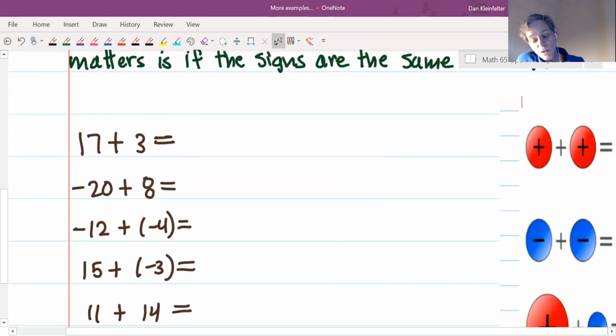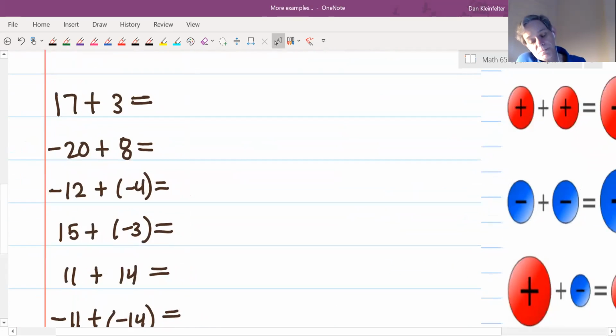Okay, so let's try some examples. 17 plus 3, I gave it away, sorry. 17 plus 3 is 20. Same sign, both positive. That was chapter 1, nice and easy.